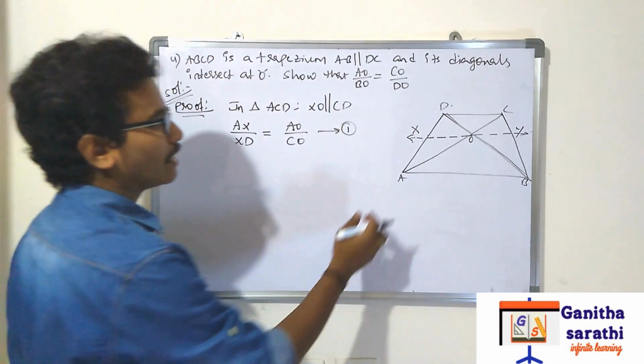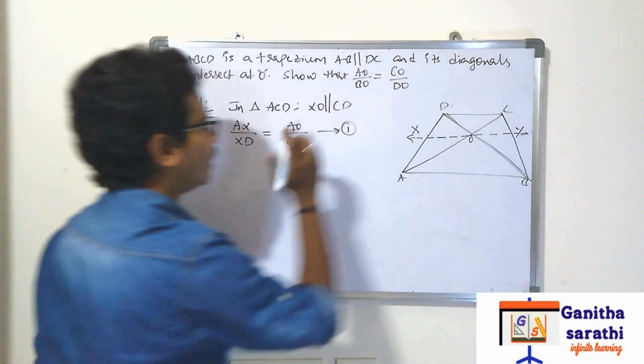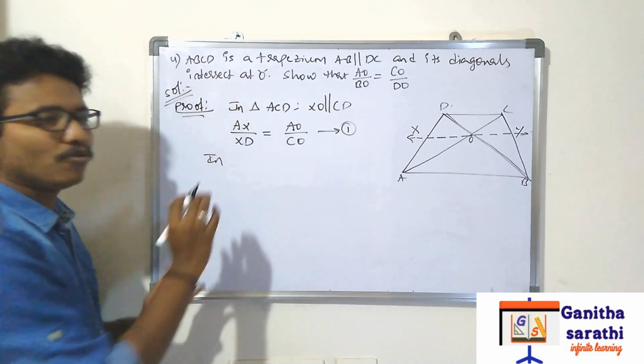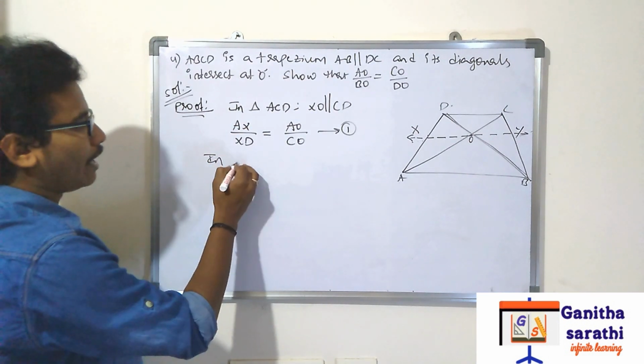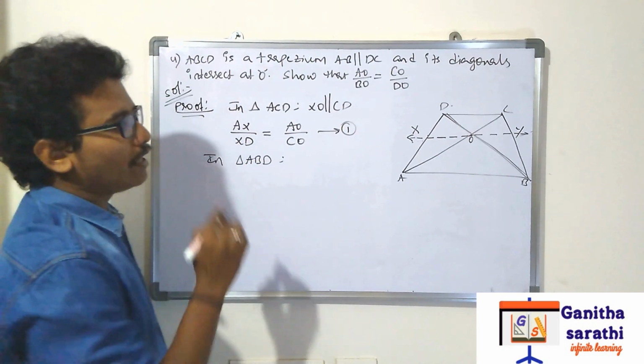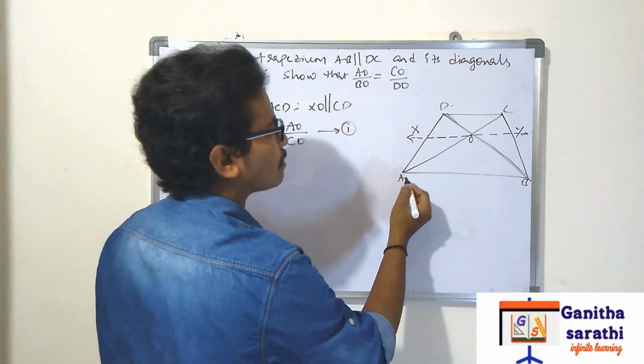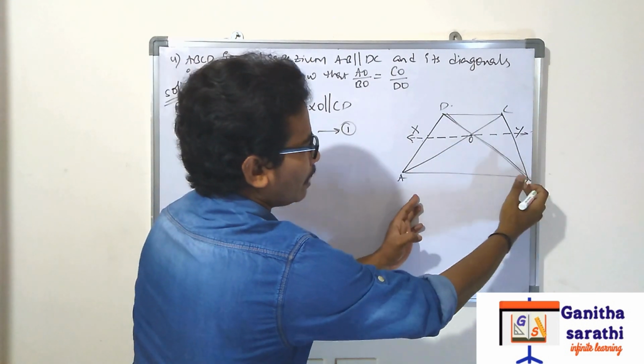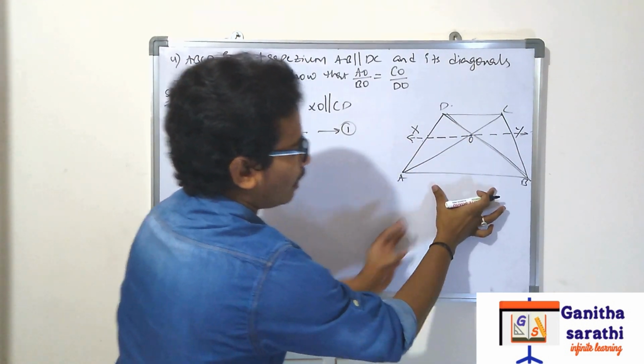Now, next take triangle ABD. This is all by using BPT only. Okay. In triangle ABD, what can you write? XY is parallel to AB, right? In triangle ABD, XY is parallel to AB.